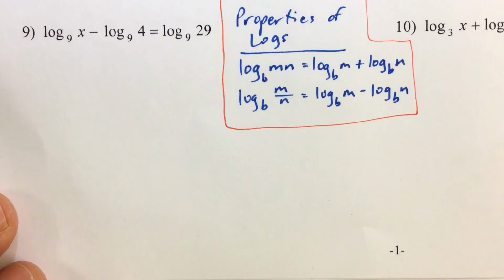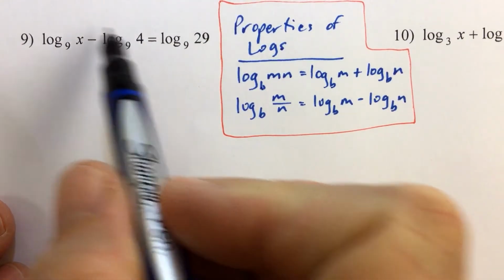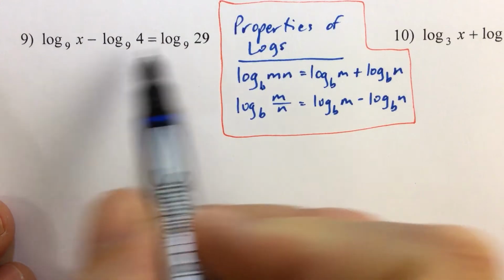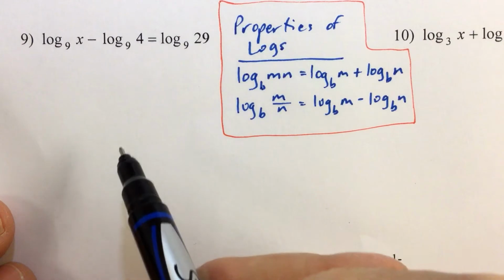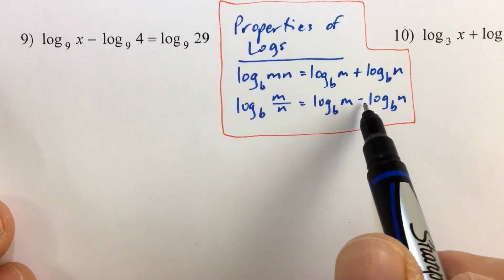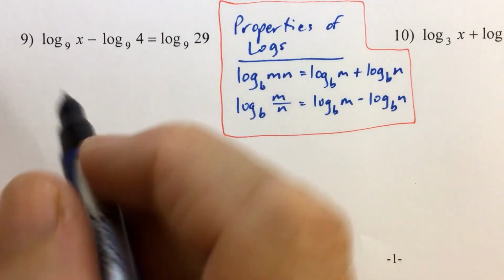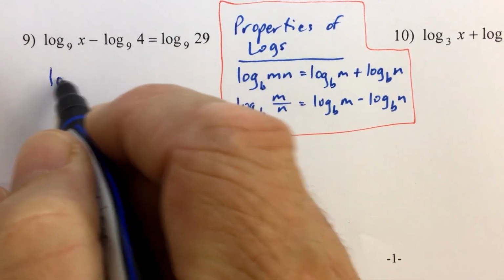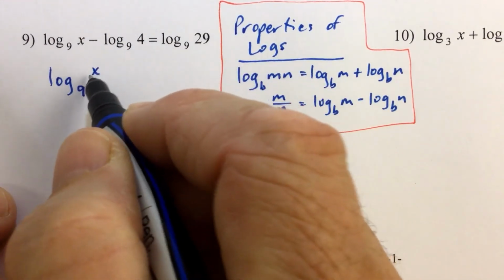In fact, the goal when we're solving log equations is to get all the logs together on one side and then all the numbers or logs together on the other side of the equal sign. So we see we have a minus sign right here. So we're going to use this property right here, so that the difference of the logs is the log of the quotient. So we're going to rewrite the left side as the log base 9 of x over 4.